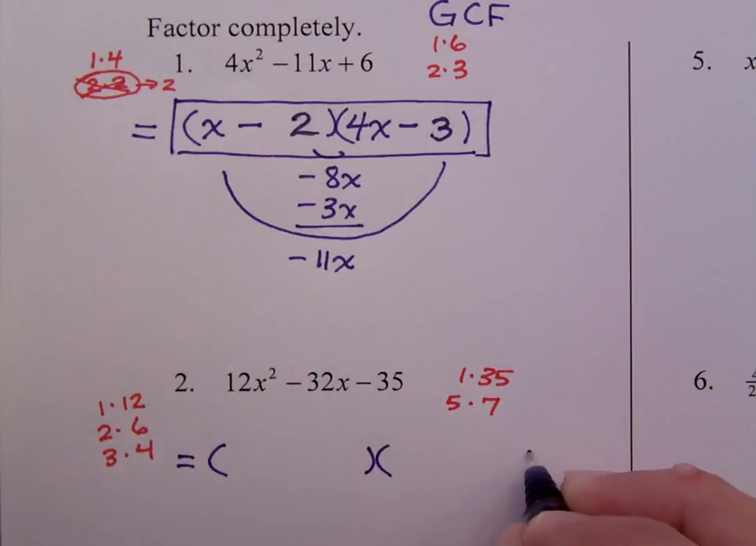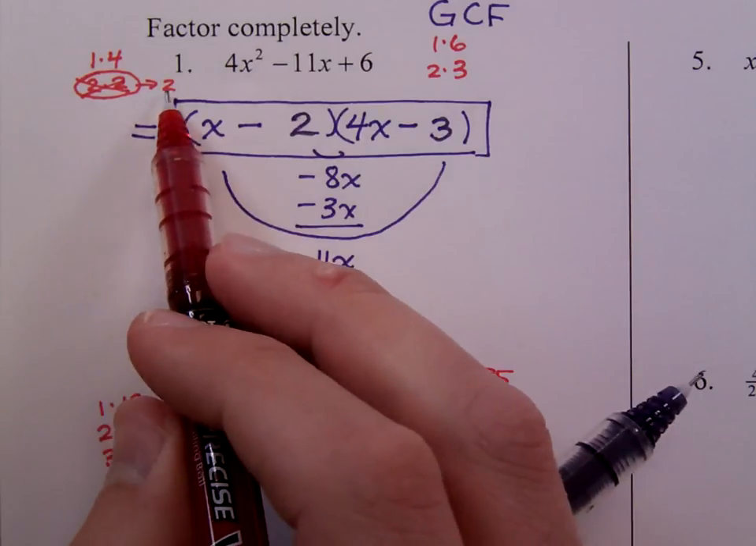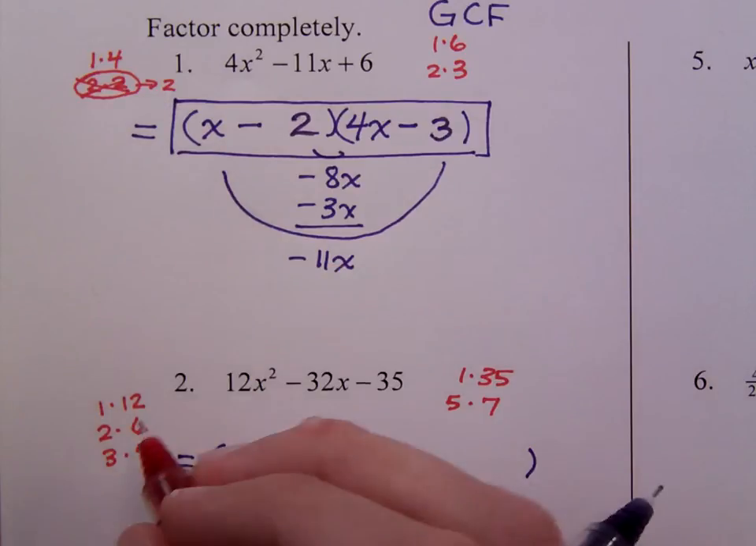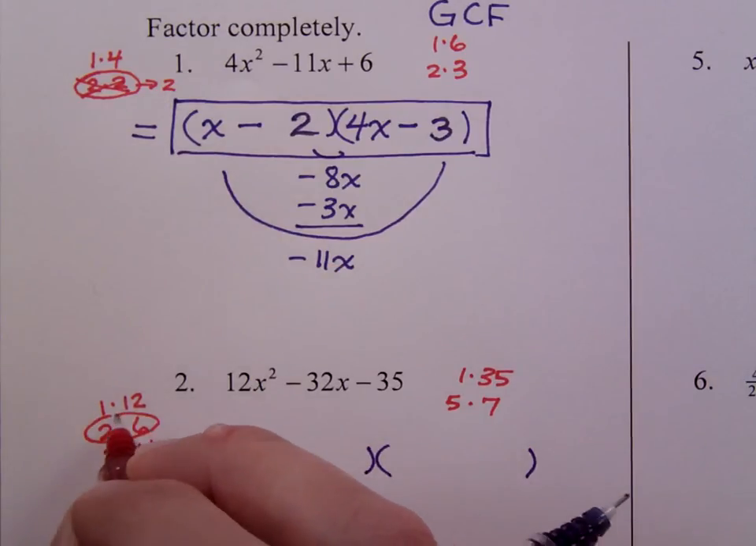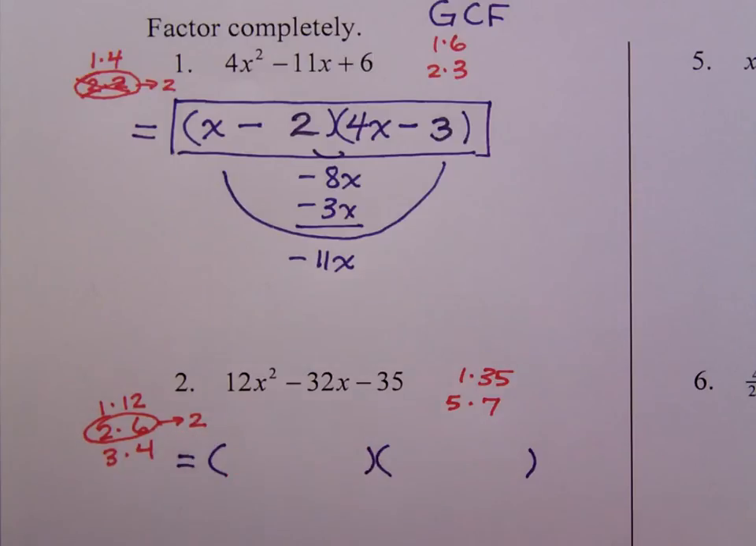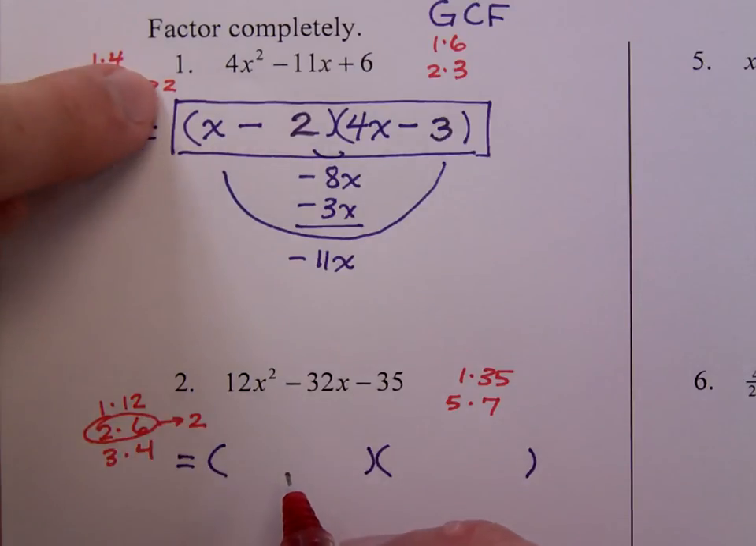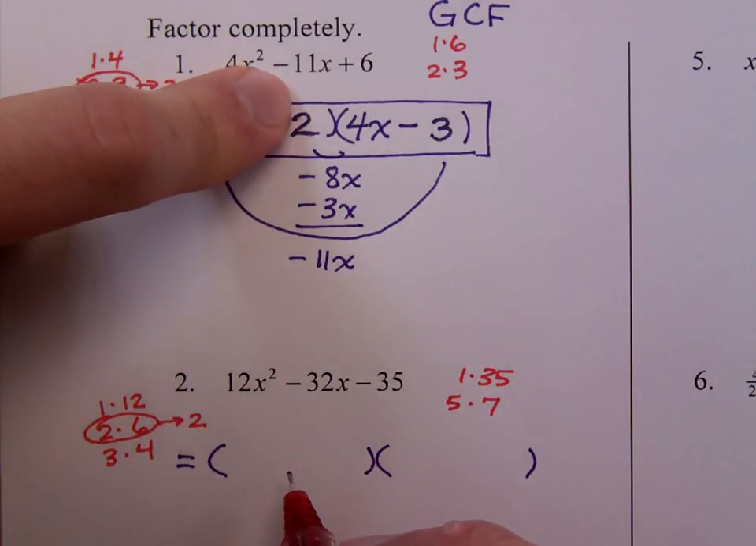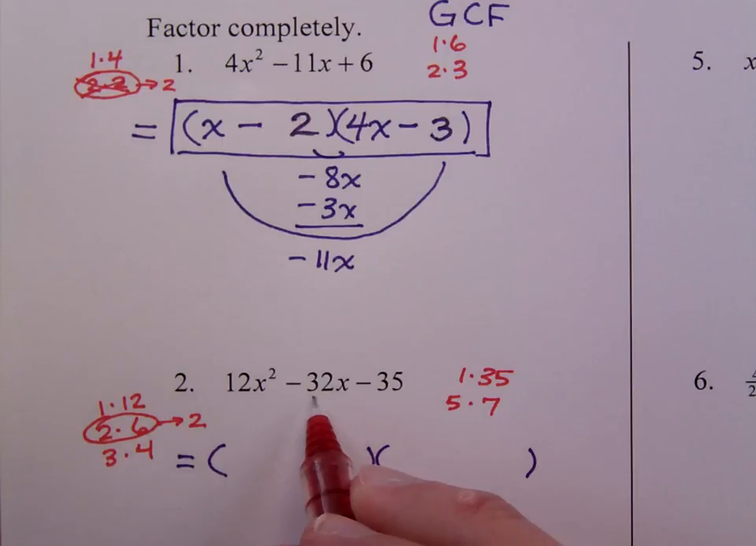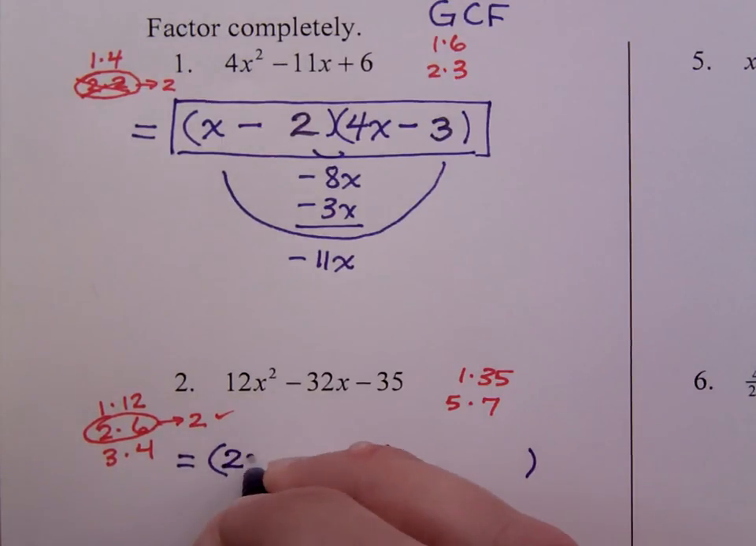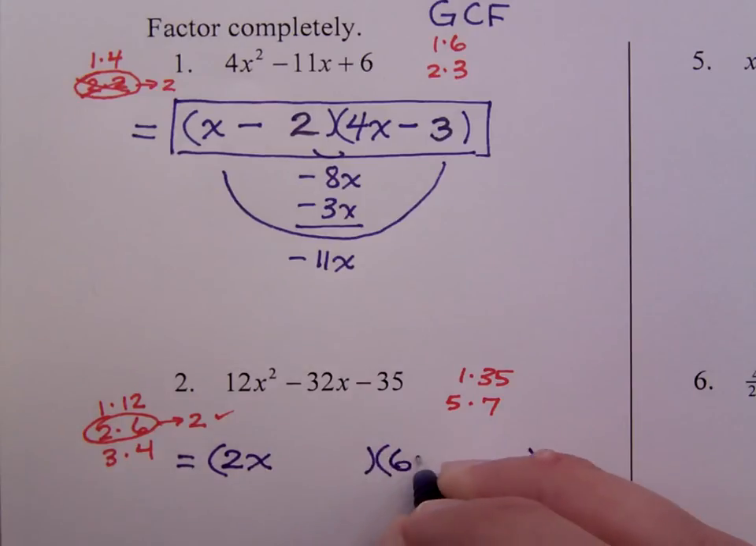Okay, trinomial, we expect it to factor as 2 binomial factors. Now in the last problem, we circled the 2 and 2 because they had a common factor of 2. Down here we can do the same thing. 2 and 6 have a common factor of 2. Does 2 go into 32? The answer here is yes. In the last example, this common factor did not go into 11, so I couldn't use it. But since it does go into 32, that means I should use this combination when I factor. So I'm going to do 2x and 6x.